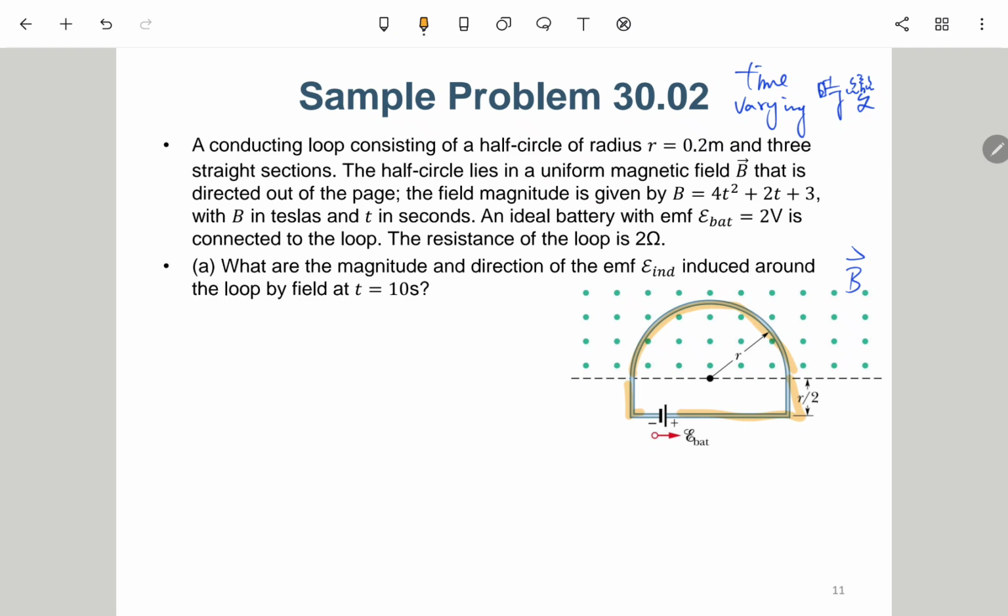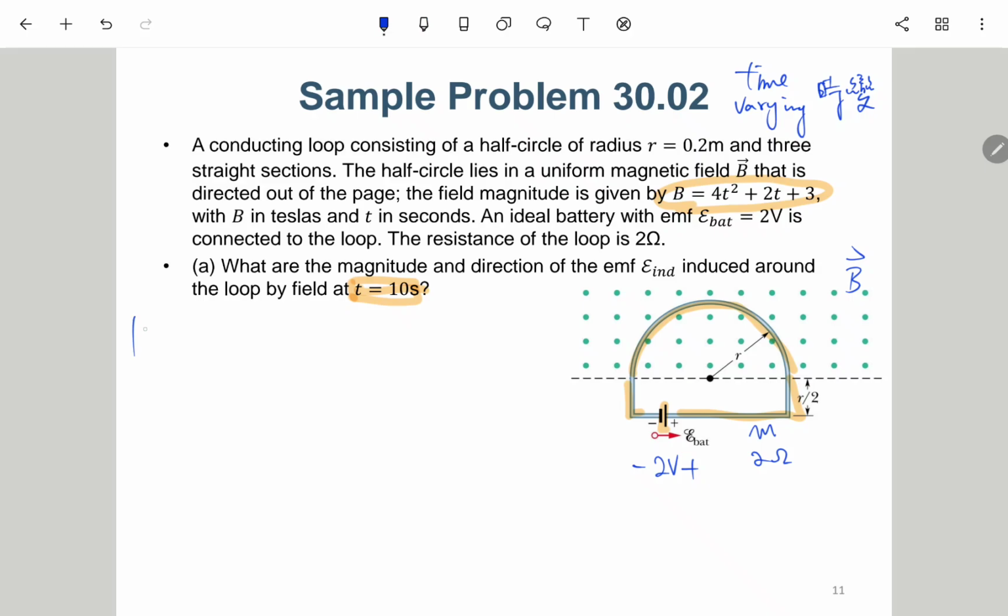Okay, so here we have this one. 2 volts from here to here, and then there is a 2 ohm resistor over the whole loop. It asks you what are the magnitude and direction of the induced EMF at t equals 10 seconds. As this one is time varying, the induced EMF or induced current is also time varying. So it just asks you for the induced EMF at t equals 10 seconds.